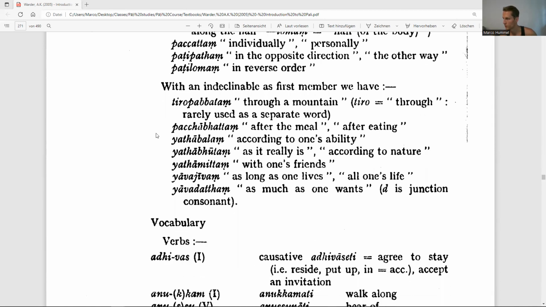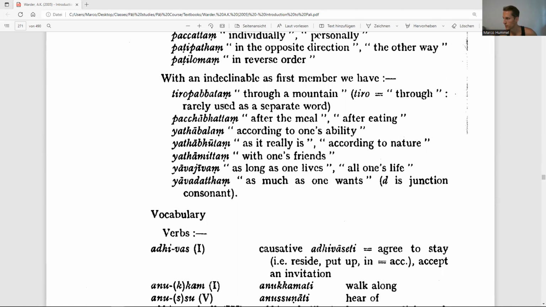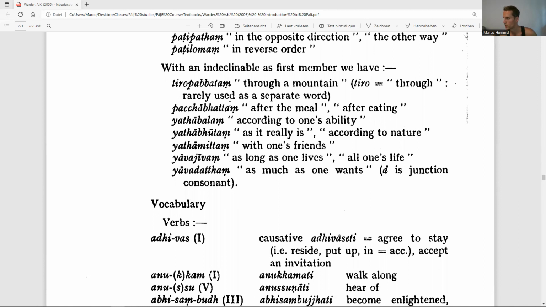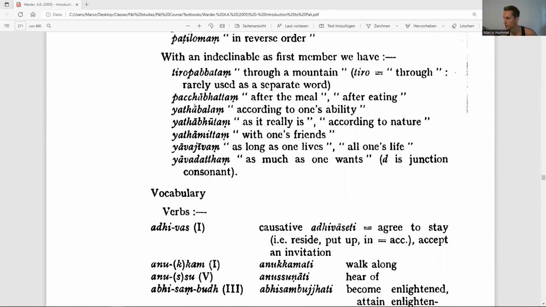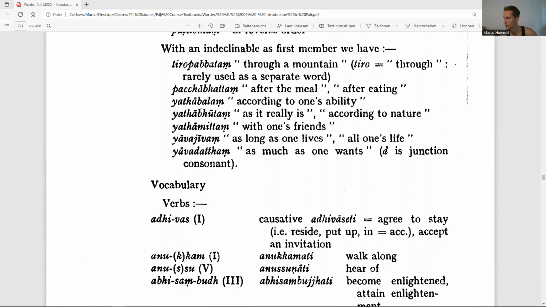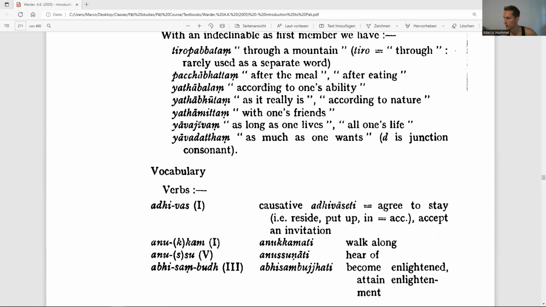With the indeclinable as first member, we have tiro plus papata, tiro papatang, through a mountain. Tiro is rarely used as a separate word. Pacha plus patang, pacha patang, after the meal, after eating. Yata plus balang, yata balang, according to one's ability. Yata plus butang, yata butang, as it really is, according to nature. And yata plus mitang, yata mitang, with one's friends.